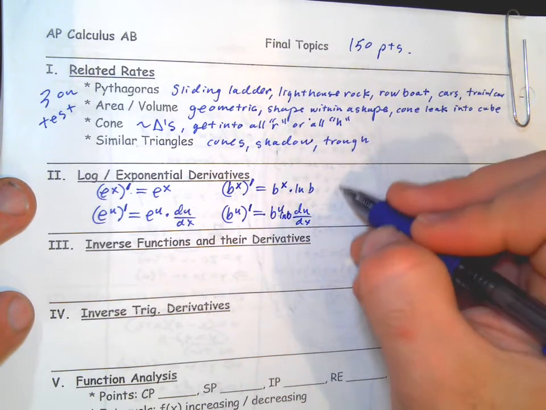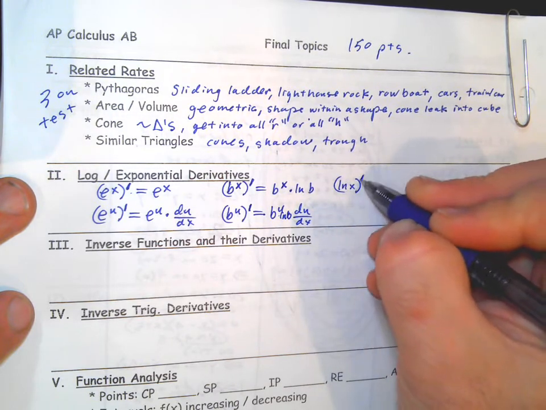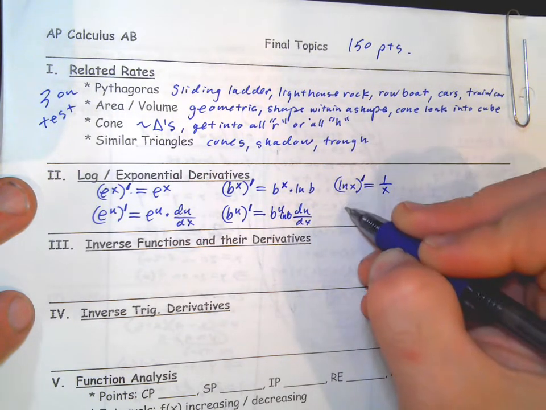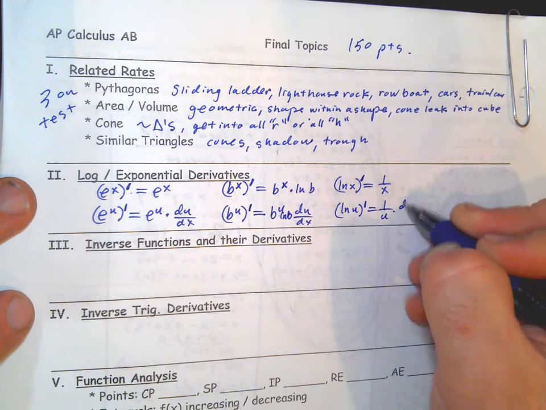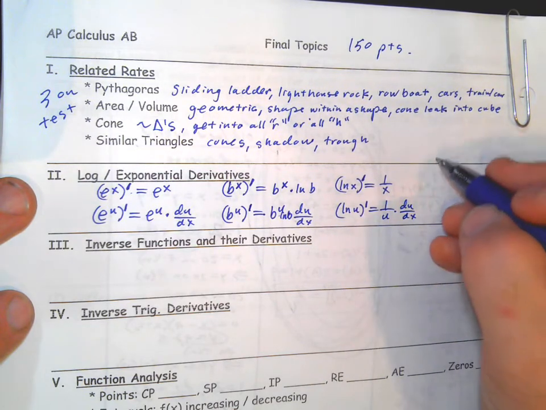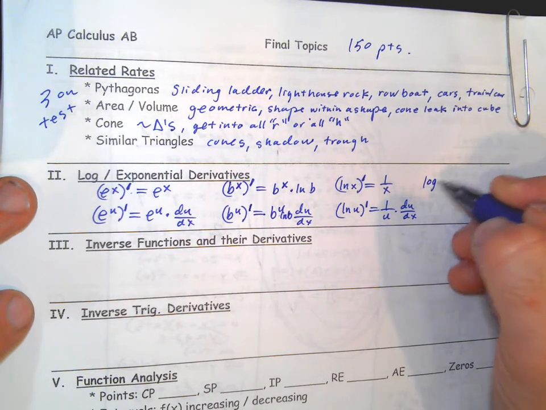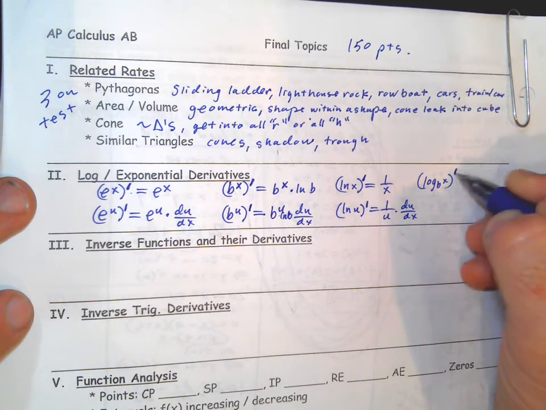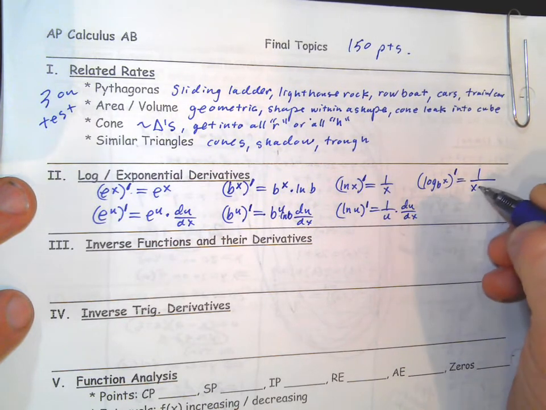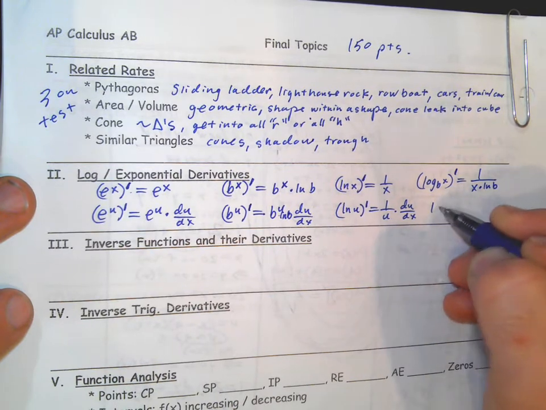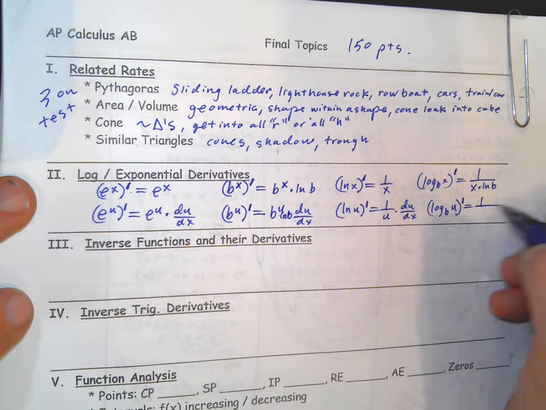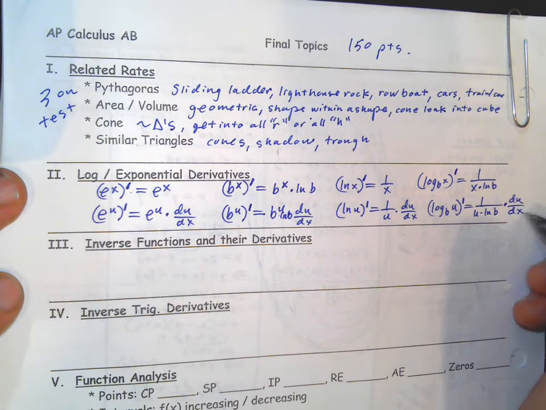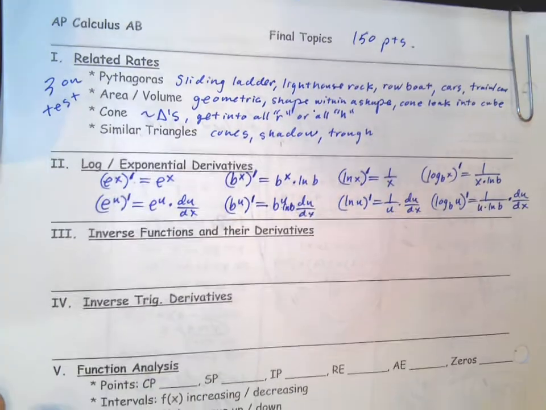Natural log of x is another new derivative. It's just 1 over x. With the chain rule built in, it'd be 1 over u times du/dx. And also log with any base. Log with any base is going to be 1 over what's inside with an extra natural log of the base in the bottom. And we could write that in terms of the inner function: 1 over u natural log of b times du/dx. So those are the new derivative rules.